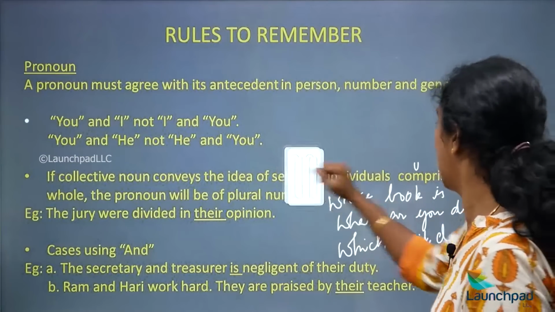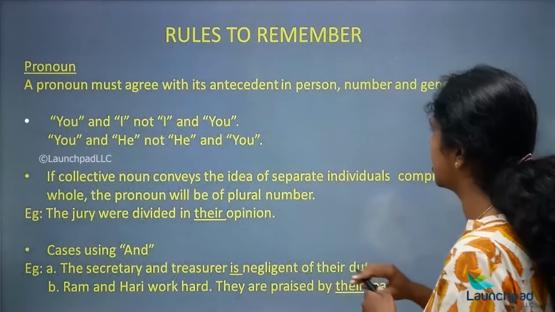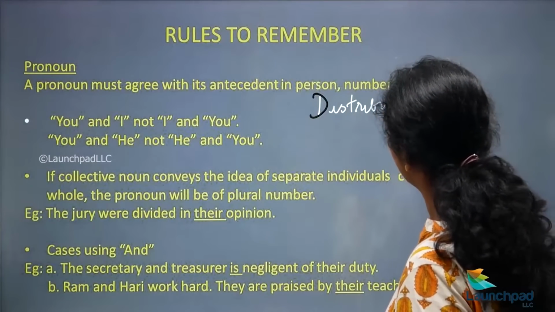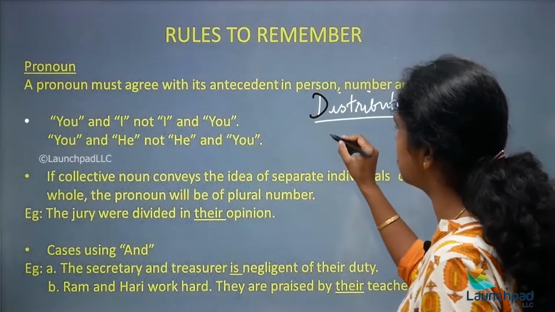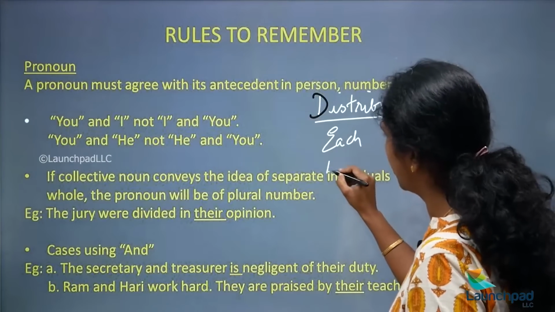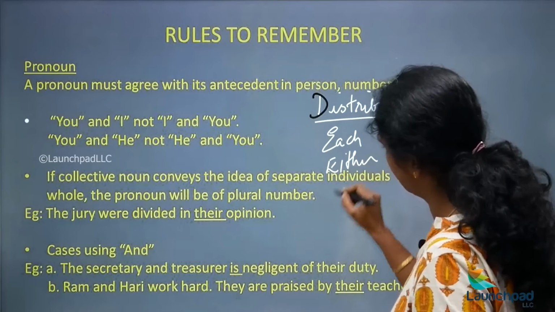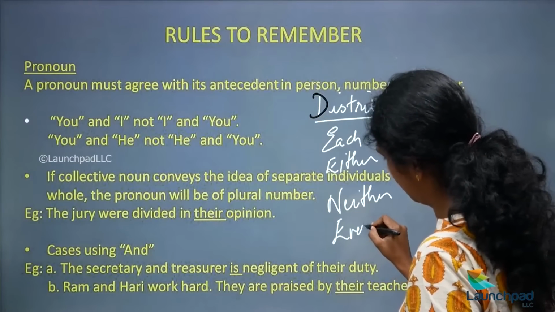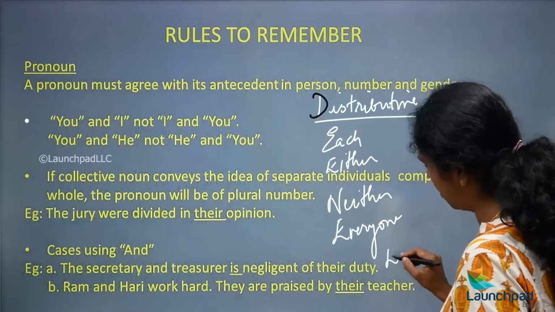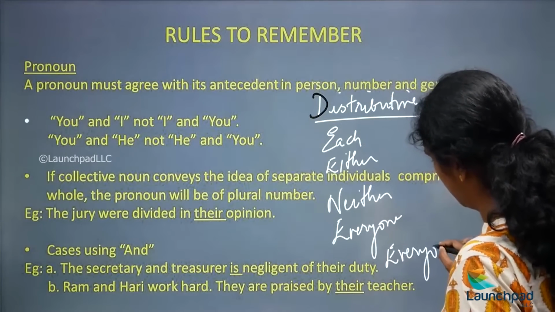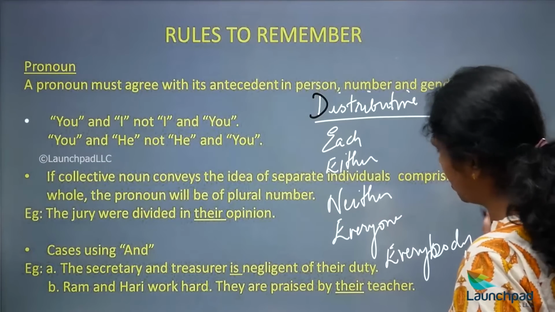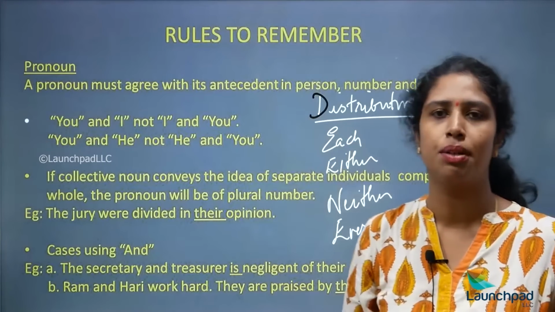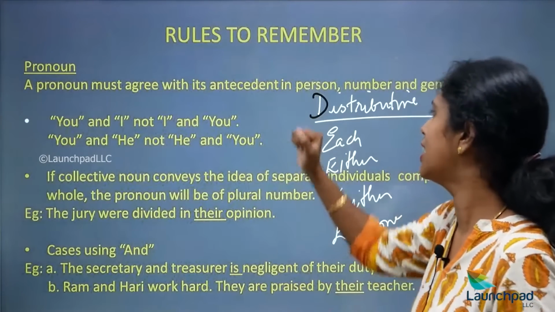Okay. And last we could see is the distributive pronoun. So what is a distributive pronoun? See, each, either, neither, everyone, everybody, someone, somebody, etc. So these are called your distributive pronouns. Okay, so there are different types of pronouns.